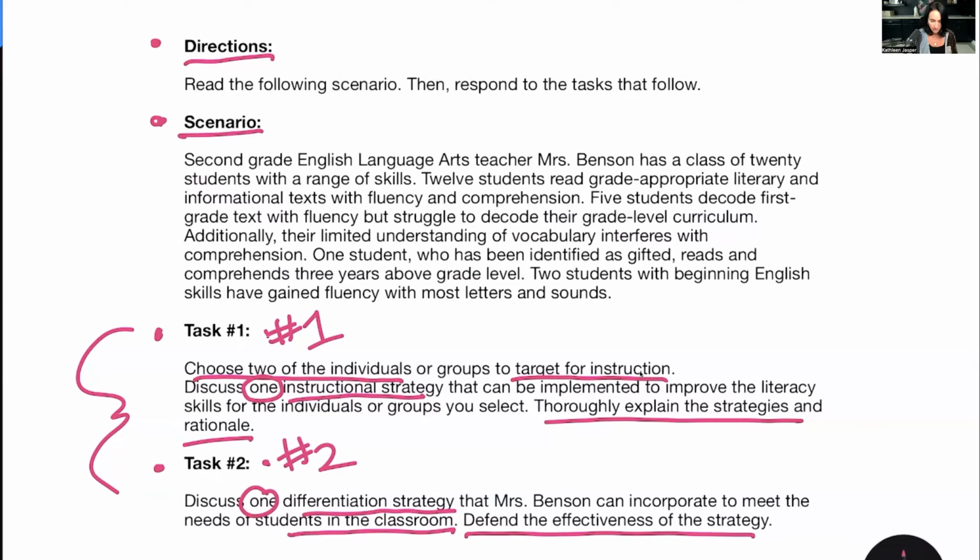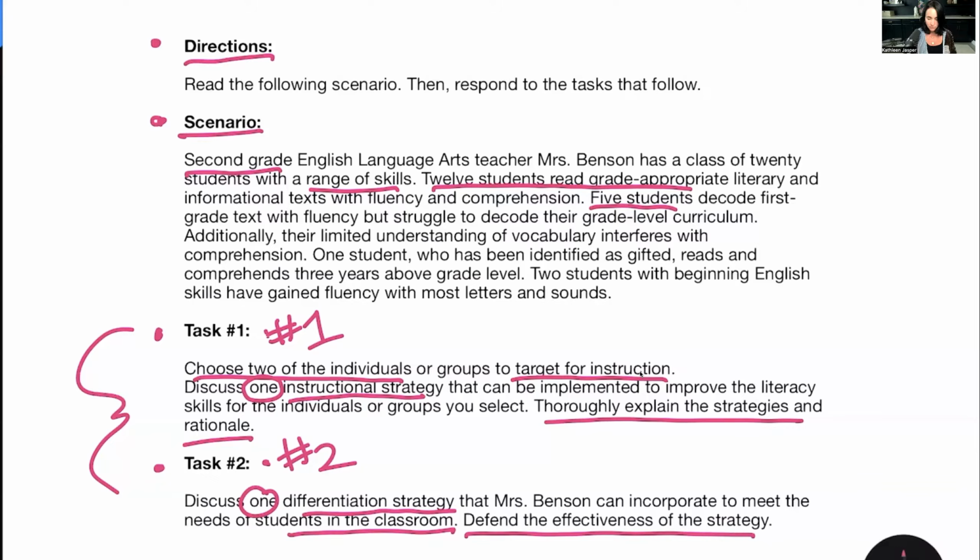2nd grade, okay, that's important because 2nd grade, English language arts teacher Mrs. Benson has a class of 20 students with a range of skills. Well, we know that any class of 20 kids is going to have a range of skills. 12 students read grade appropriate, so 12 are on grade level. They read literary and informational texts with fluency and comprehension, so they're good. 5 students decode 1st grade text. Well, that's not grade level because we're talking about 2nd grade.